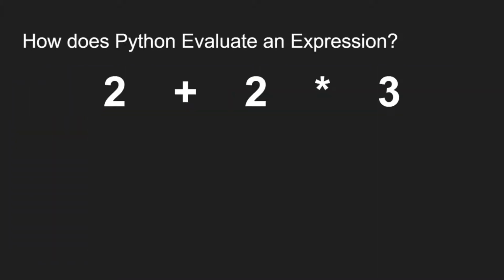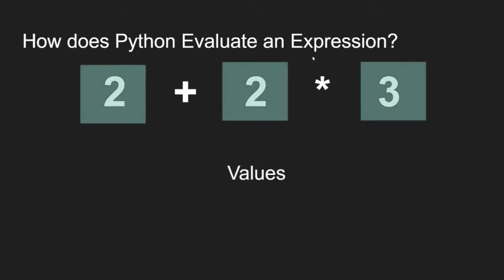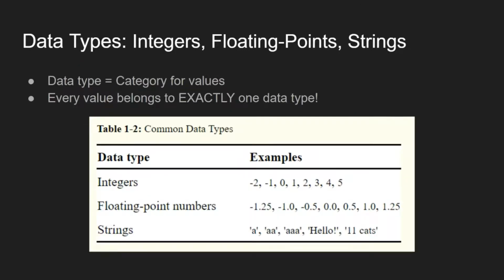Remember that expressions are just values combined with operators, and they always evaluate down to a single value. In our previous example, all our values were numbers, more specifically integers, which is a data type in Python. Here's a table of the most common data types in Python. The values -2 and 30, for example, are said to be integer values. All values belong to exactly one data type.